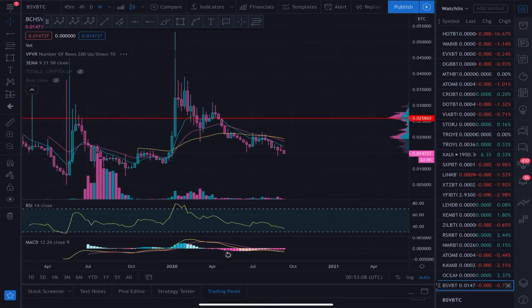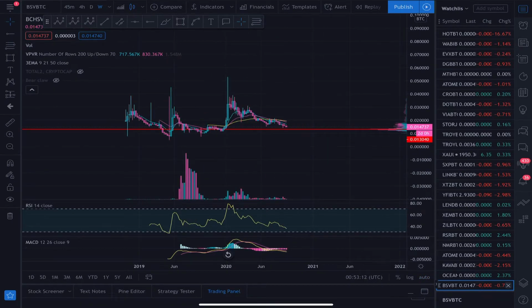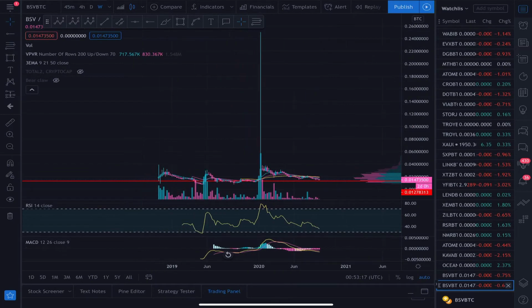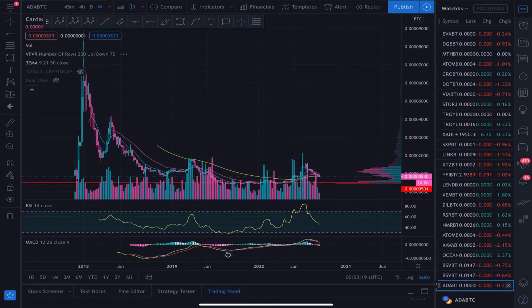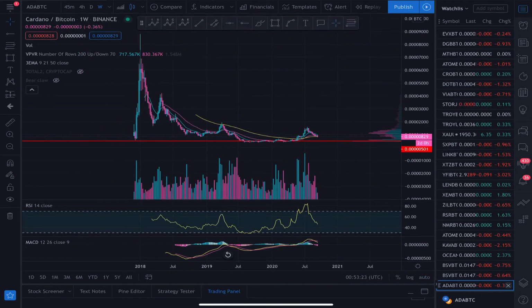Let's see what we got here. Satoshi's Vision doesn't look like it has good structure. Moving on. So this one doesn't look bad. What is this? This is Cardano.